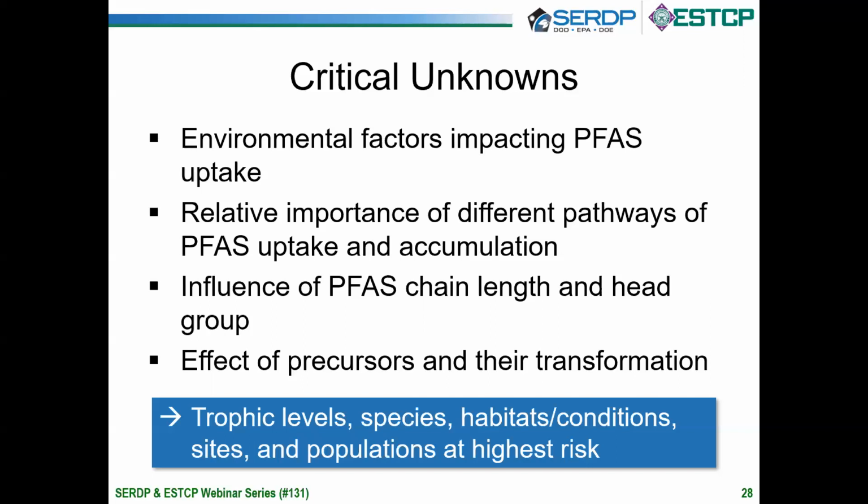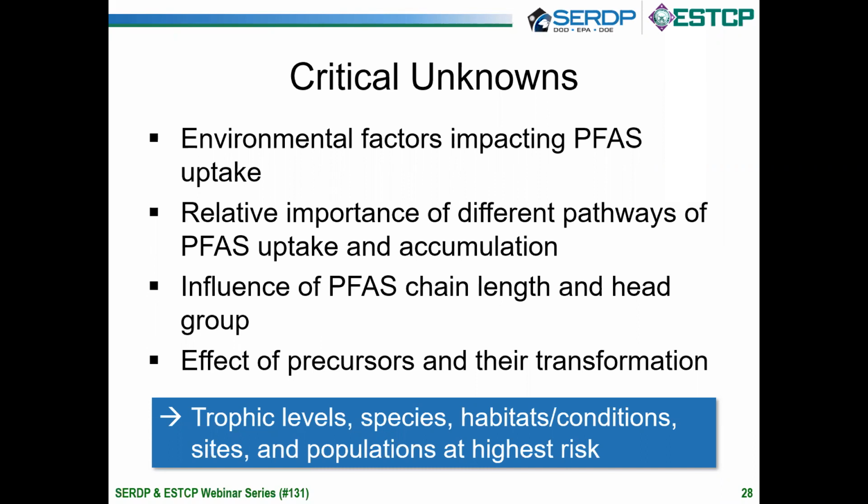This is especially important when considering mechanisms of accumulation for higher trophic level organisms, for example, fishes that may be consumed by humans. The third critical unknown is the influence of PFAS chain length and head group, and in particular, quantifying more than just PFOA and PFOS in order to determine PFAS compounds that are of the highest concern. And fourth, we need to get a better understanding of the effect of precursors and their transformation.